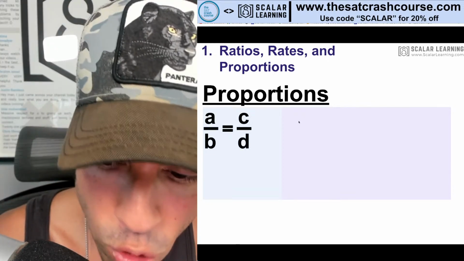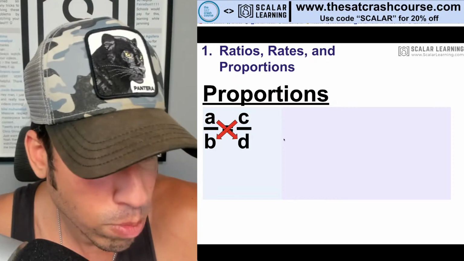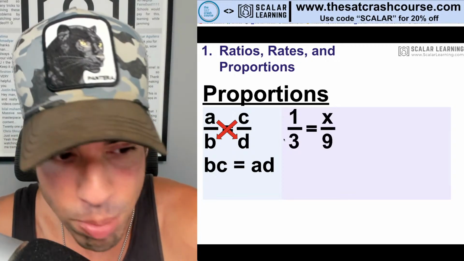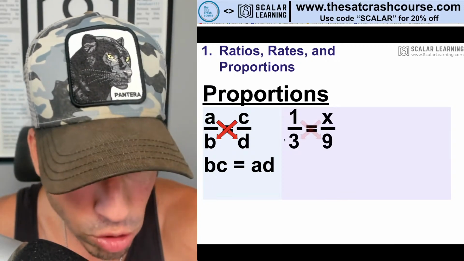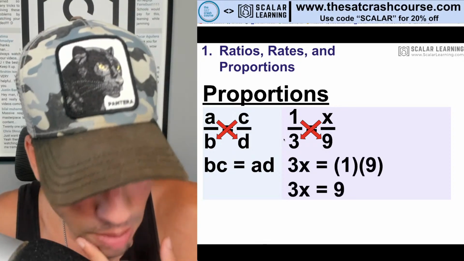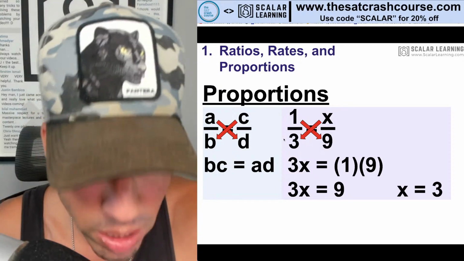How do you solve a proportion problem? Anytime you have a fraction equals a fraction, we're going to go with straight up cross multiplication. So this means BC is equal to AD. A similar example here, 1 over 3 is equal to x over 9. To solve for x, we cross multiply. 3x equals 1 times 9, which is 9. 3x equals 9, divide by 3, and we get x equals 3. Okay?